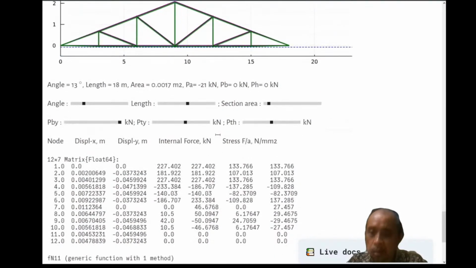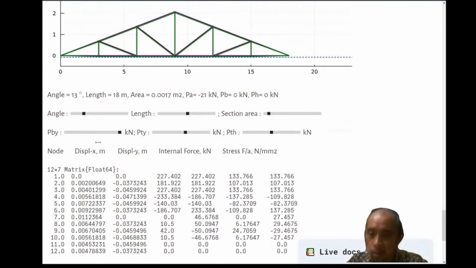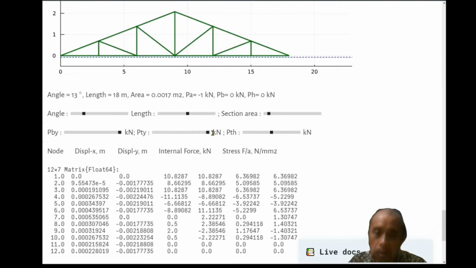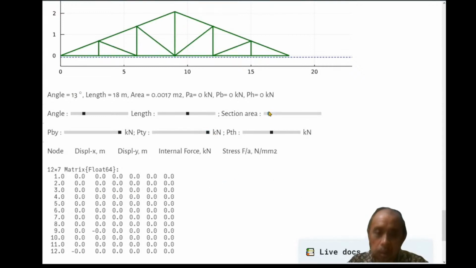This is the displacement of each node in x direction and in y direction. We have the internal forces of the 21 elements, and then also their stresses. So we reduce first the load, and the section. We use the small one.